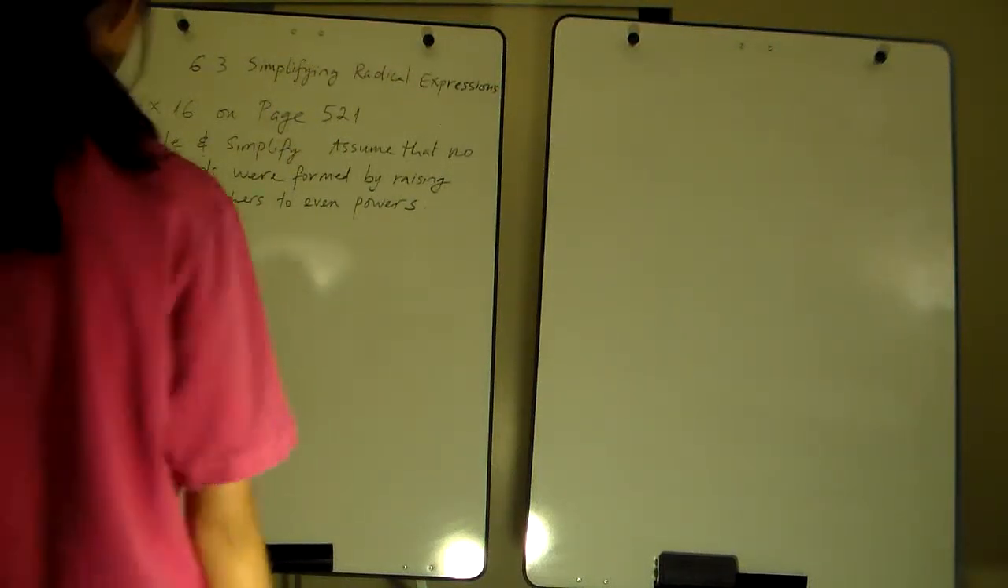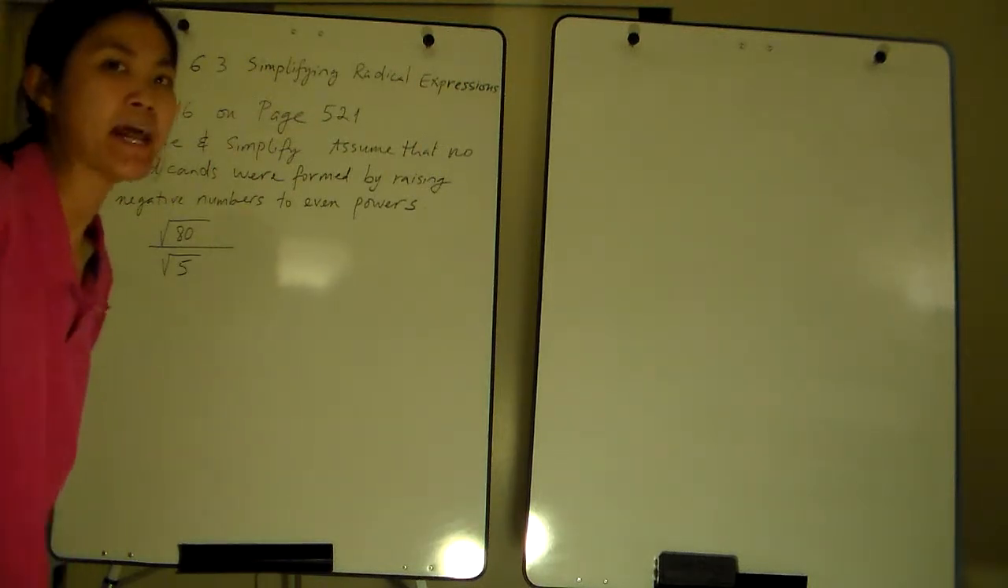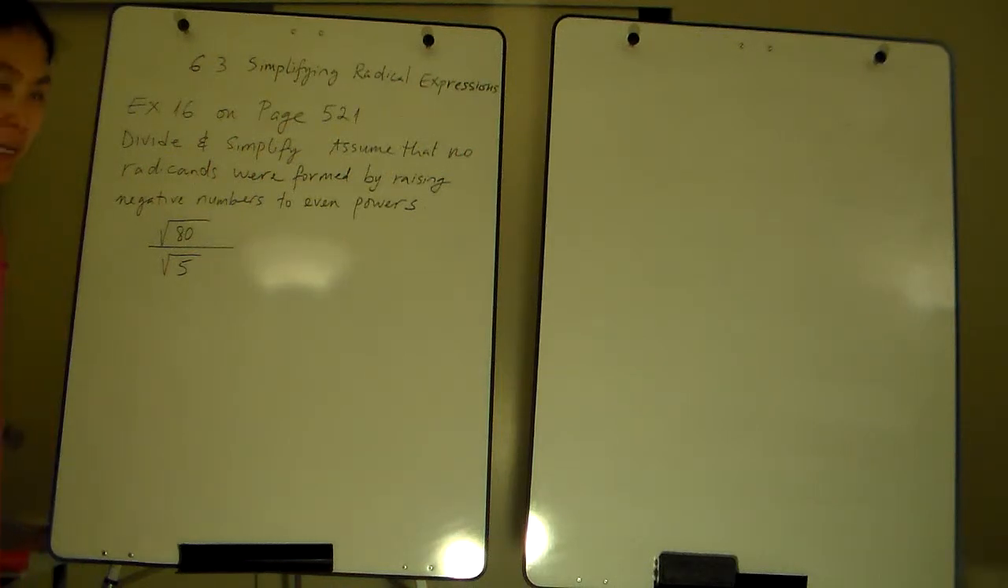Example 16 on page 521, divide and simplify. Assume that no radicands were formed by raising negative numbers to even powers. So make sure that there are no negative radicands inside even roots. Now we don't have to worry, because the radicands 80 and 5 are positive numbers. Even though we have an even root, because the radicands are positive, we don't have to worry.